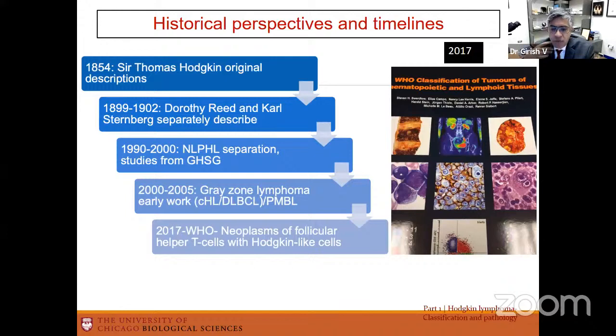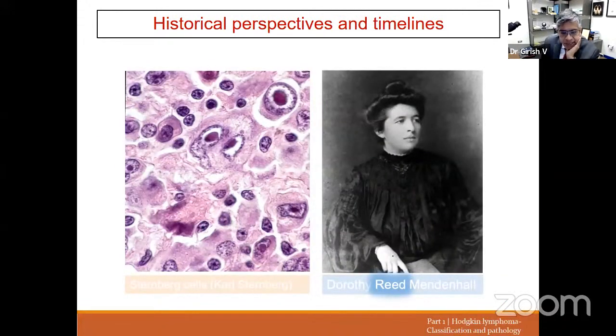And now we have come a long way, and now we talk about all these T-cell lymphomas, which have Hodgkin-like cells. So now we will navigate through some of these and dissect the settings where we work up the cases slightly differently. Yeah. And of course, this is a classic picture of the Hodgkin-Reed-Sternberg cells. And this is Dorothy Reed Mendenhall, an excellent physician from Hopkins.